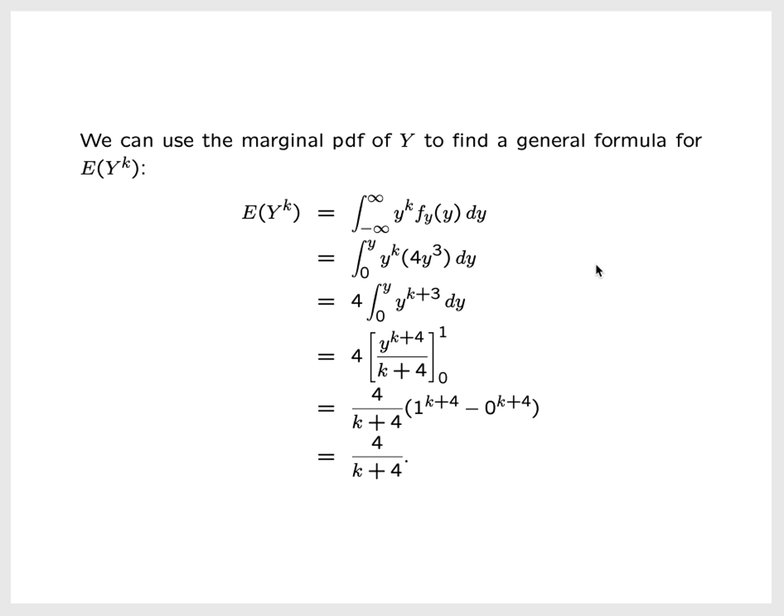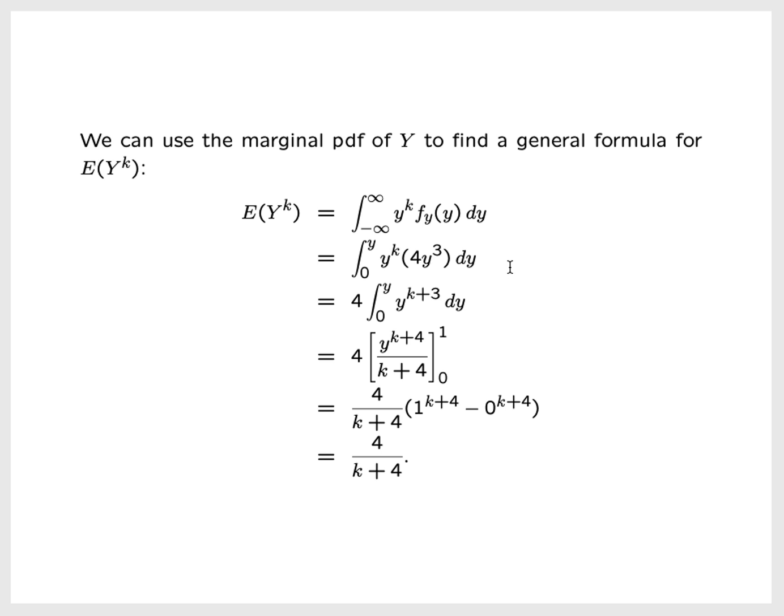Now, let's go ahead and do the work to find the mean, the variance, the skewness, and the kurtosis. We can use the marginal PDF of y to find a general formula for the expected value of y to the kth power. In other words, a general formula for the kth raw moment. It's very easy to do here because of the nature of this distribution. The expected value of y to the kth power is, by definition, the integral over the real line of y to the kth power times the marginal PDF of y.